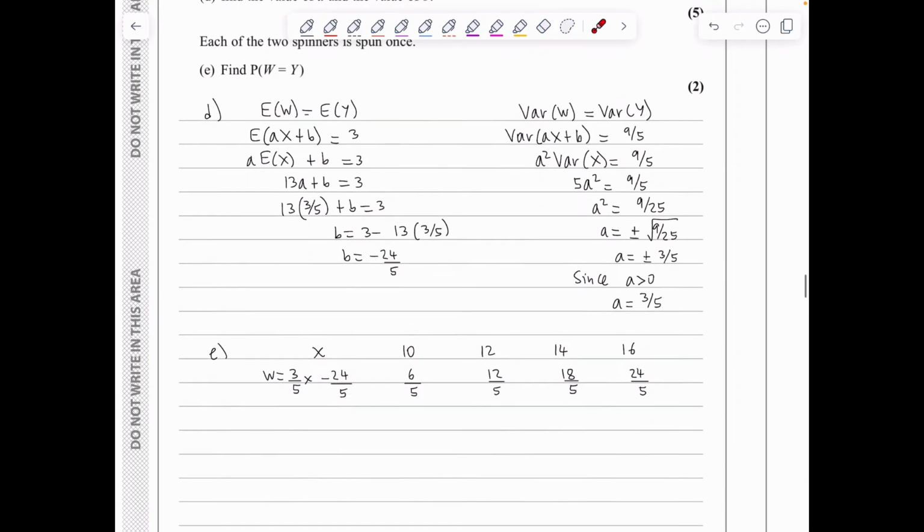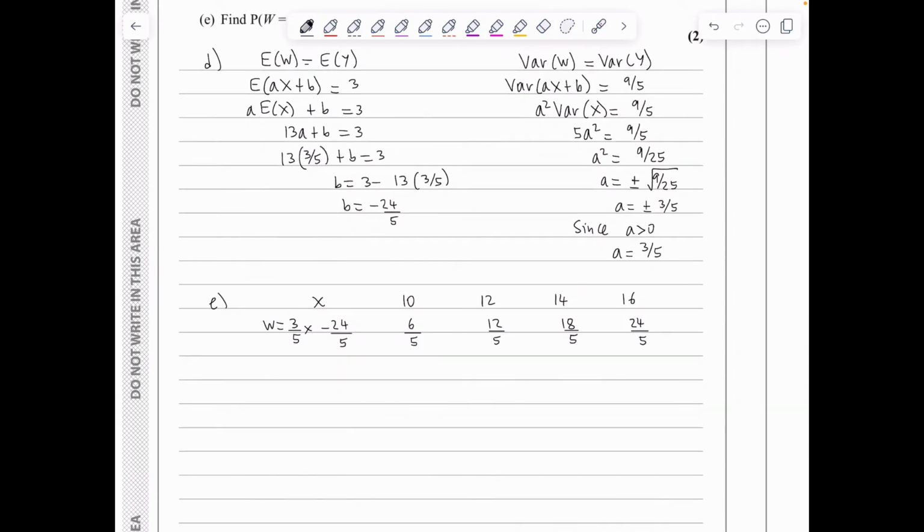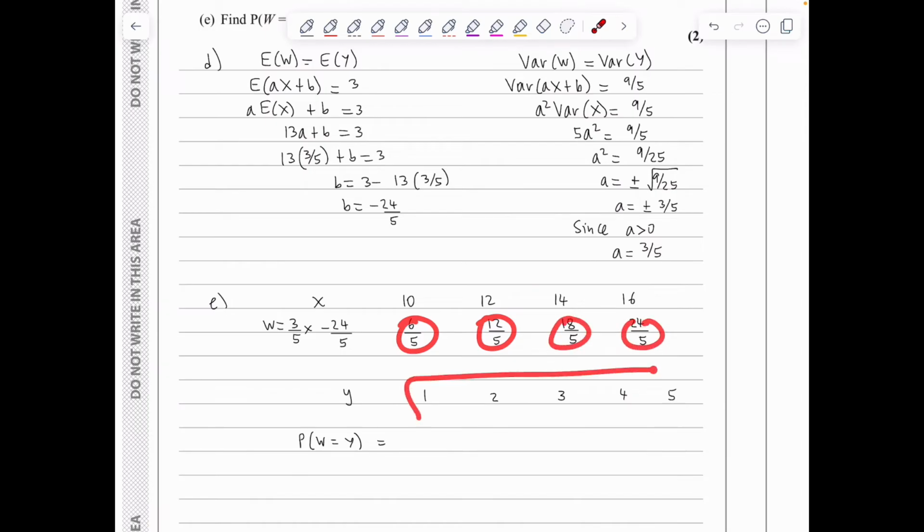On the other hand, Y can attain the values of 1, 2, 3, 4, or 5. And we're looking for the probability of W being equal to Y. Well, we see that in no case do we have a value for W that could be equal to the value of Y, because all of these are non-integers and all of these are integers. So the probability of W being equal to Y is simply 0.